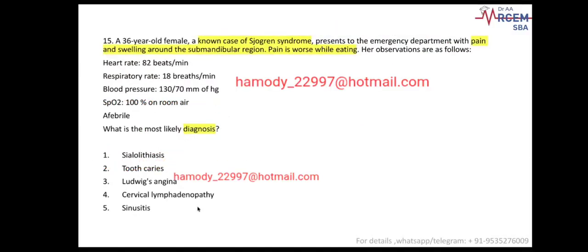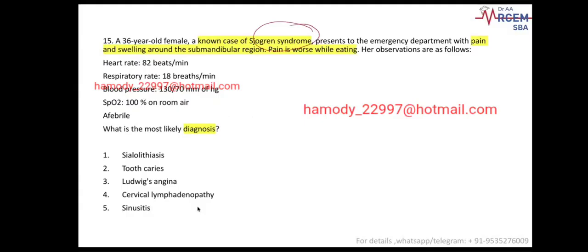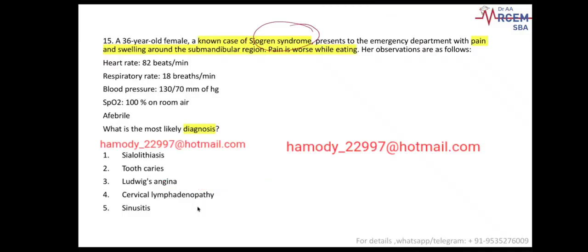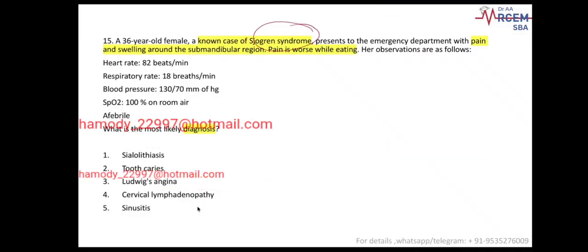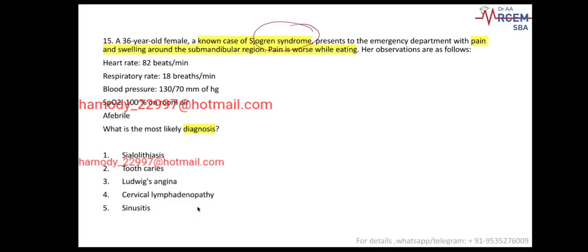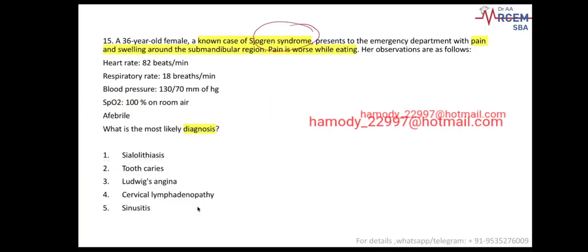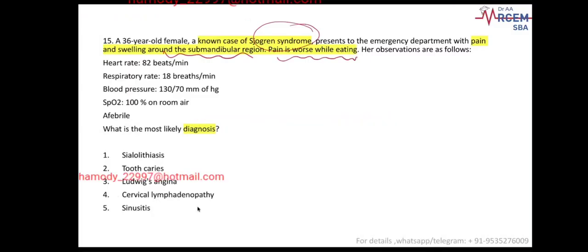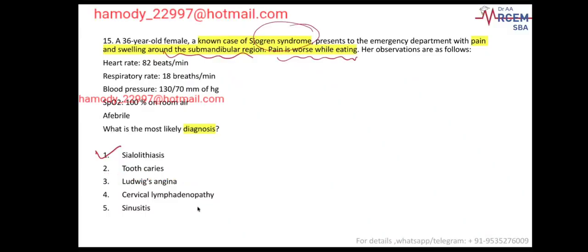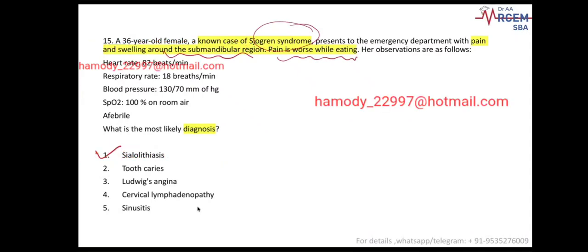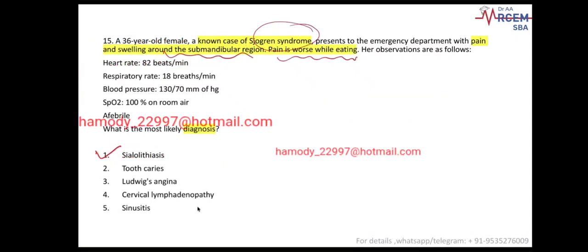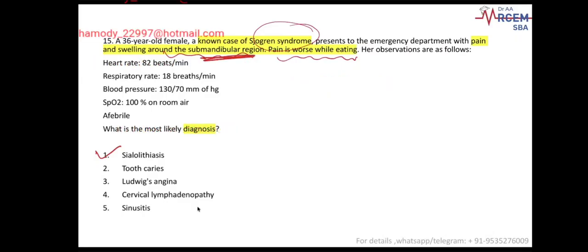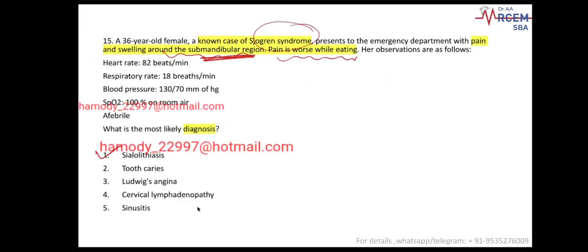Known case of Sjogren syndrome. Sjogren syndrome is a syndrome where the oral cavity secretions will be completely dry. Dryness will be seen, not much saliva. Pain and swelling around the mandibular region, pain worse while eating. What is the diagnosis? Pain around the mandibular region worse on eating is suggestive of obstruction, which is present. This is known as sialolithiasis, a condition where there is a calculus at the duct of the salivary gland. Most commonly the submandibular gland is involved, which is why they mention the submandibular region clearly here. And it is very commonly seen in Sjogren syndrome.